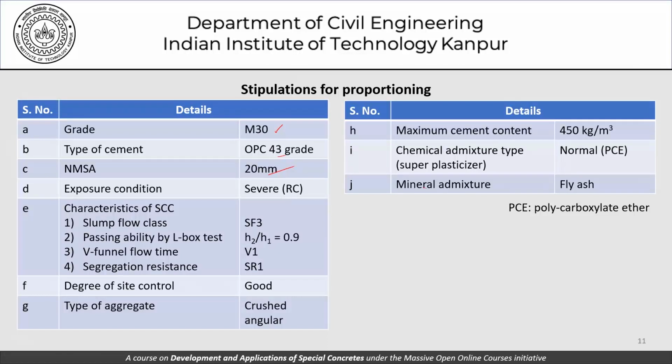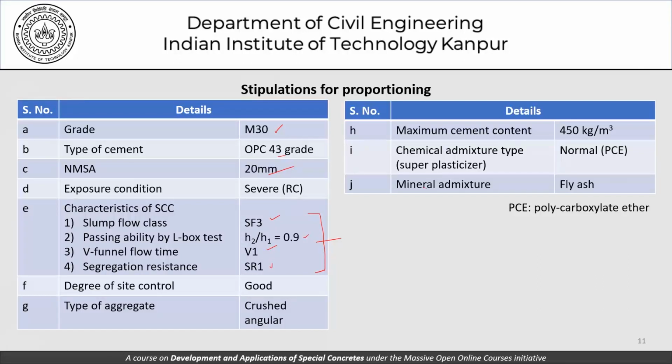And the characteristics that we give is slump flow class SF3. The passing ability using an L-box test, H2 by H1, is known to be 0.9. The V funnel flow time is in the class of V1, and segregation resistance is in the class of SR1. As far as these terms or requirements are concerned, we've covered this discussion when we talked about testing of self-compacting concrete mixes, and you can go back and see what kind of values we are looking for.